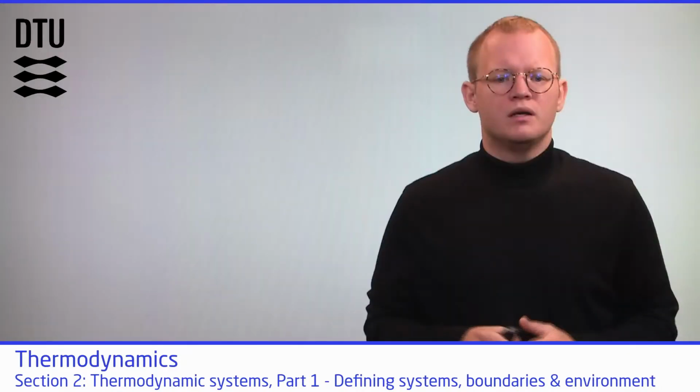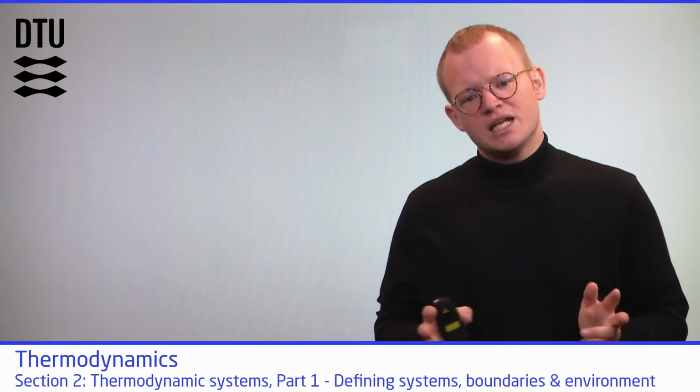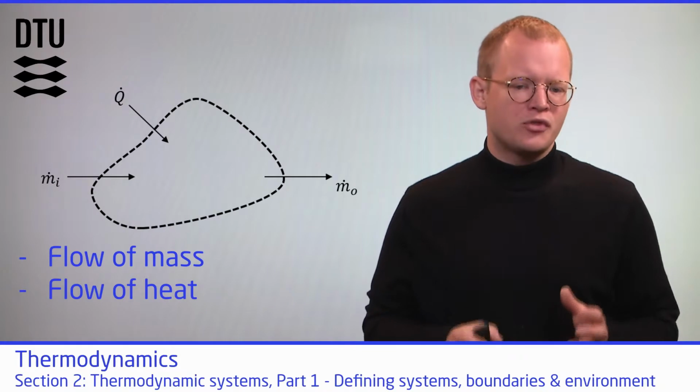Once the system boundary and the environment have been defined, it should be identified how the system interacts with the surrounding environment or adjacent systems. Generally, a system can interact through three modes of transfer. It can interact through the flow of mass, through the flow of heat, and finally through the flow of work.